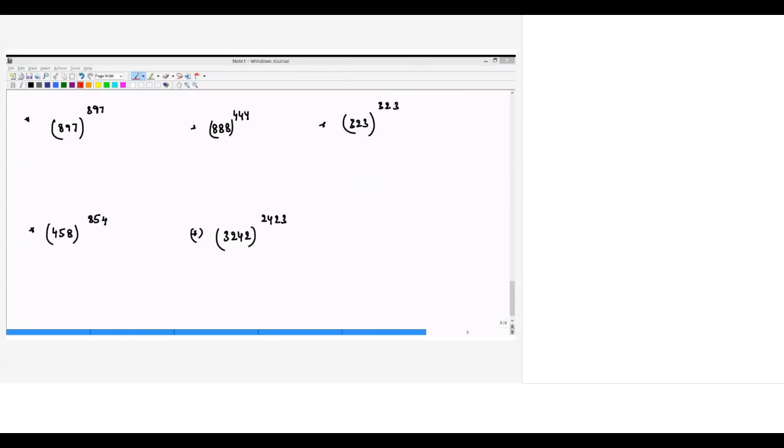So listen here carefully. For the first one, how do I do it? I simply take the unit digit of the base, and the last two digits of the power, 97. Divide 97 by 4. We know 96 is gone, remainder 1. Therefore, the answer is 7. Next, 888: the remainder is 0, but take it as 4.